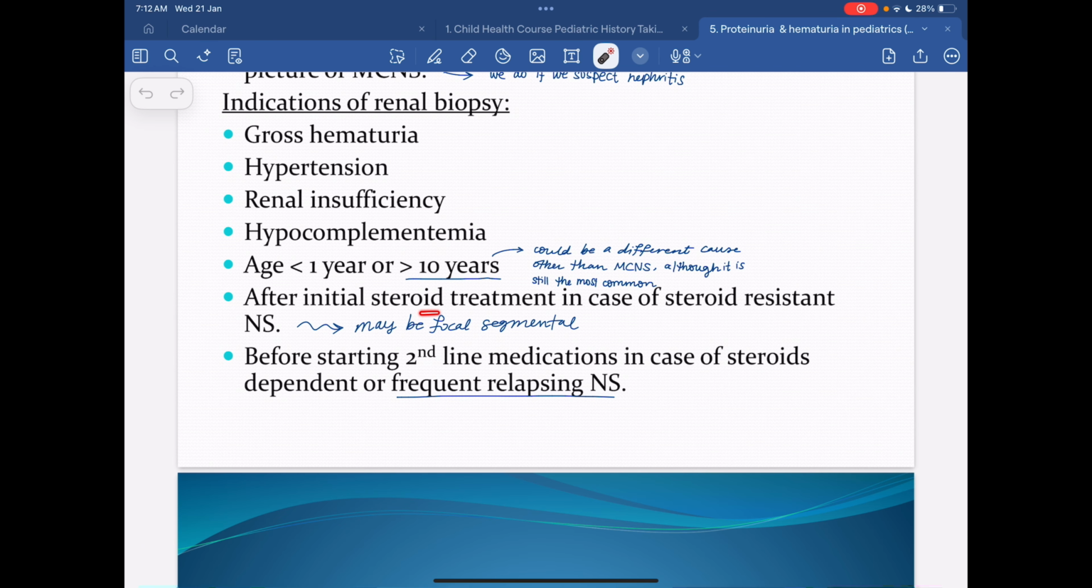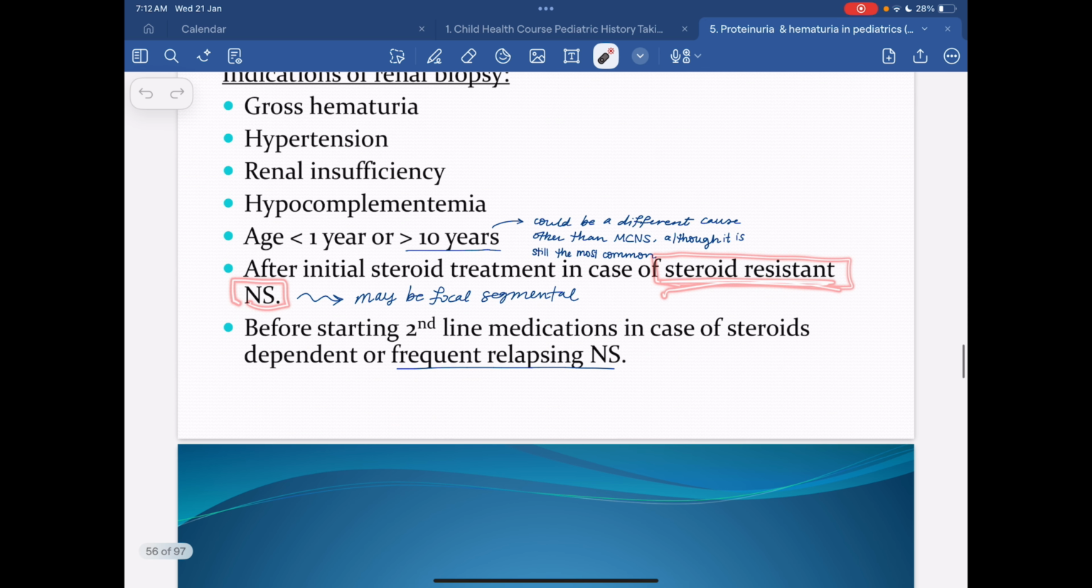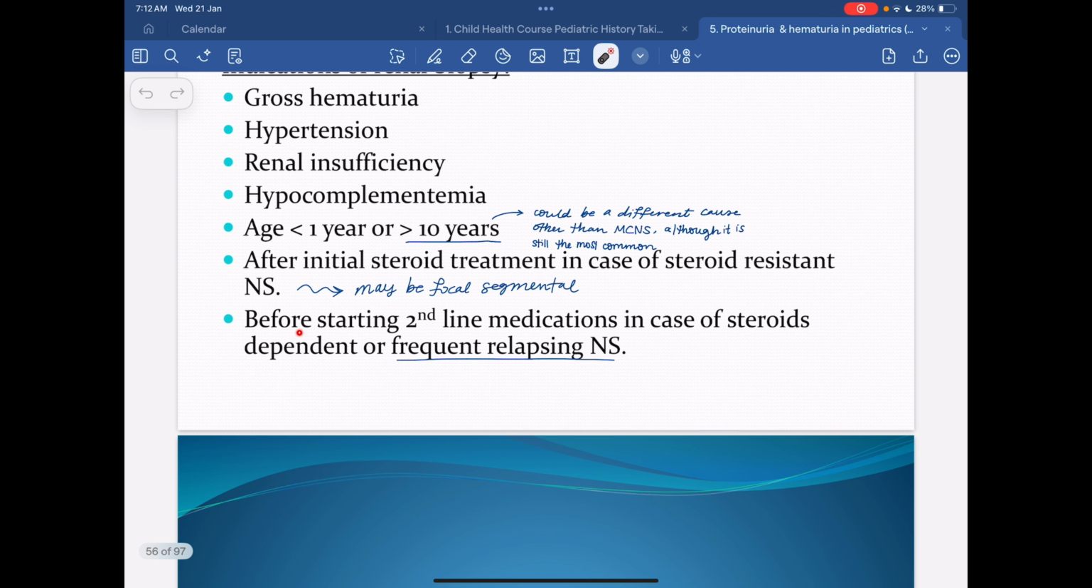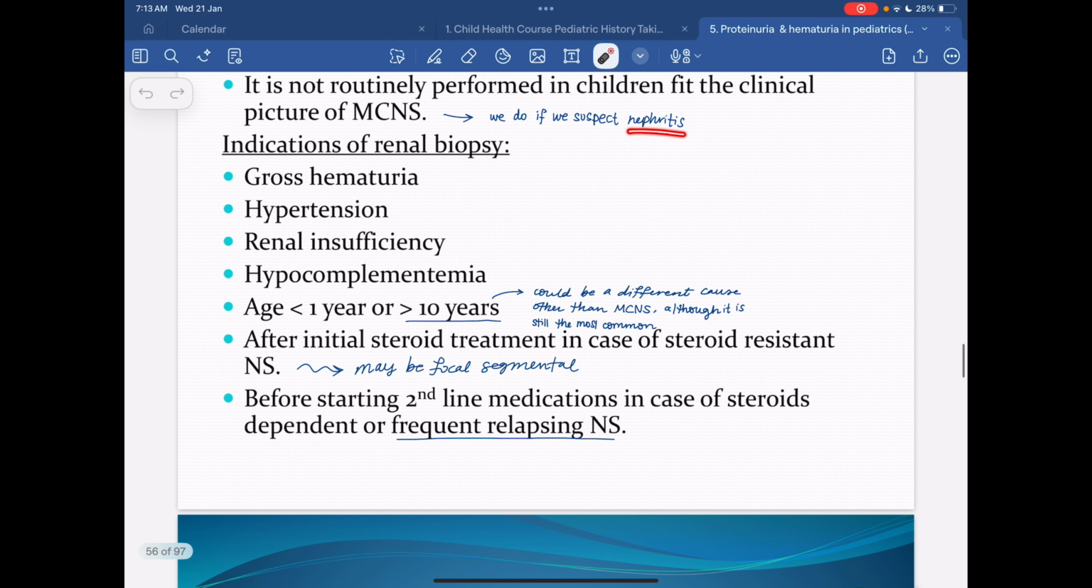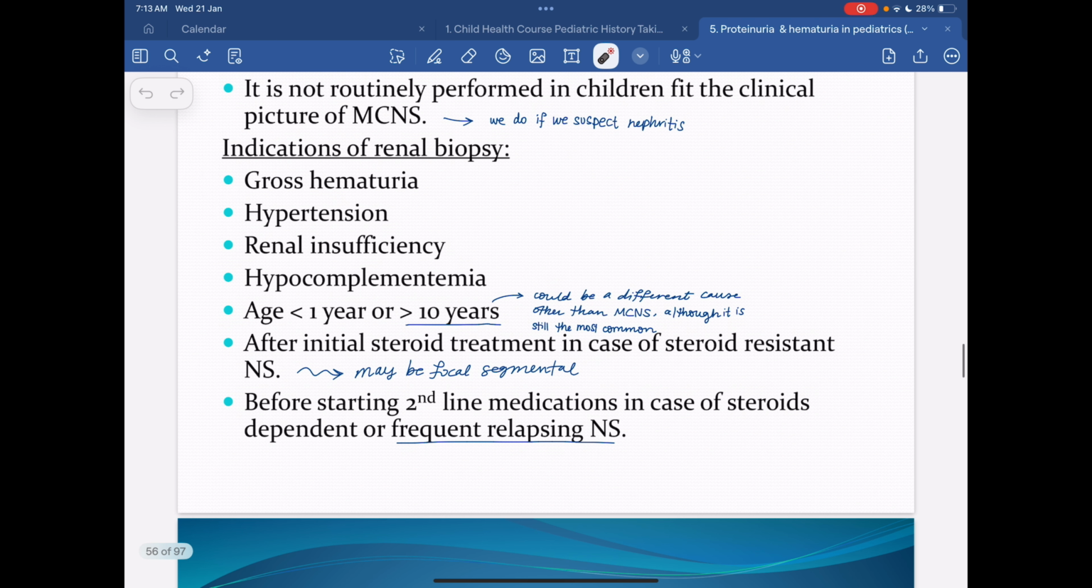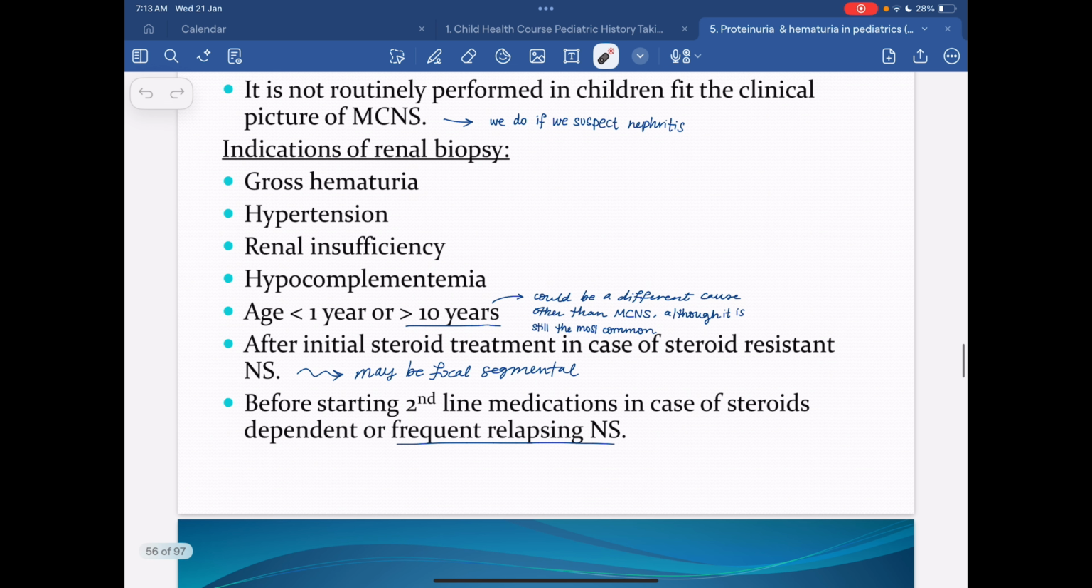And after initial steroid treatment in case of steroid resistant nephrotic syndrome. We will talk about what steroid resistant means over here. And before starting a second line medication in case of steroid dependent or frequent relapsing nephrotic syndrome. So if we suspect nephritis, if the age is less than 1 or more than 10, if the case is steroid resistant, and if we want to change the medication because the patient has frequent relapses or became steroid dependent.